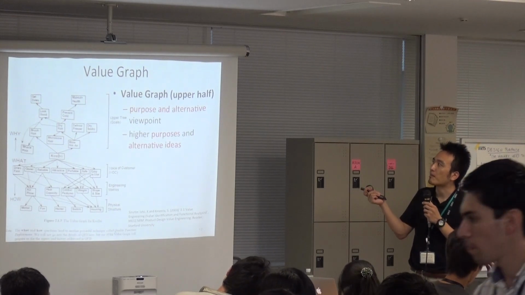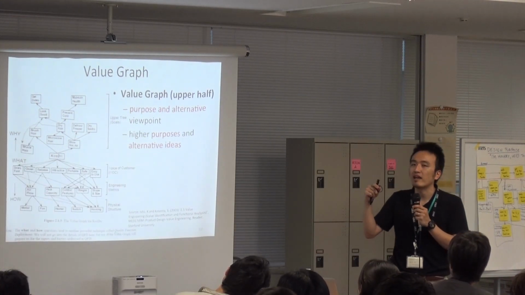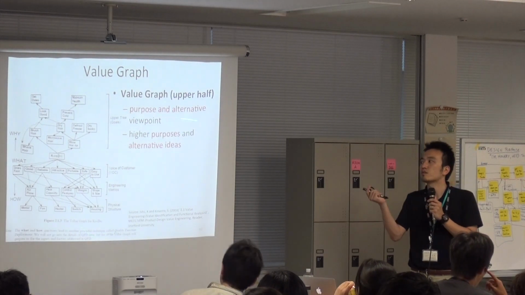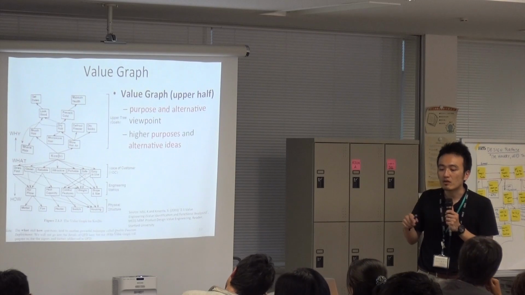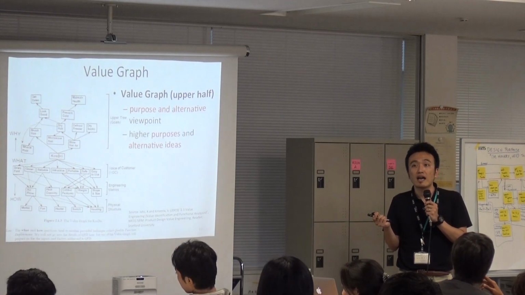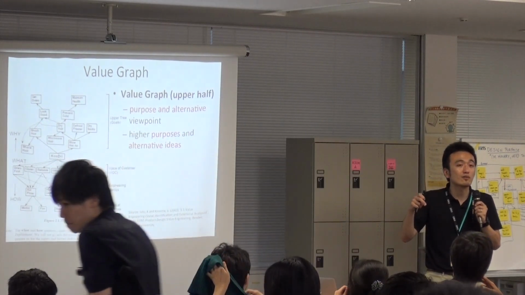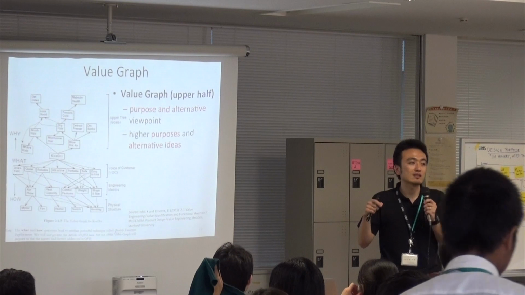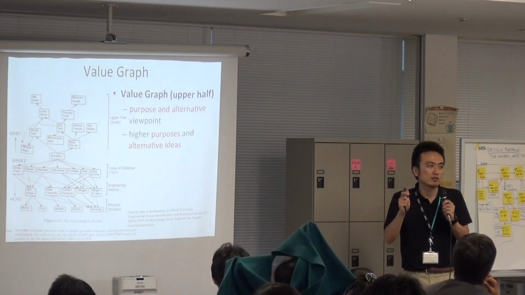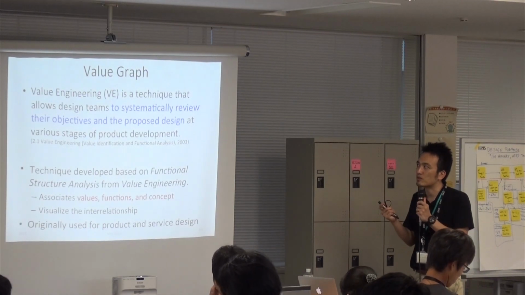So value graph is a purpose and alternative viewpoint, where a higher purpose is identified and alternative ideas are also identified. It was created by Professor Ishii. He unfortunately died in 2009, and he was a professor at Stanford, and one of the fathers of the design project class, which is very similar to this KOEdge program.